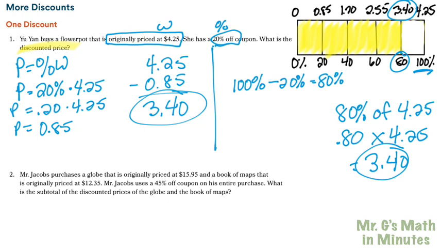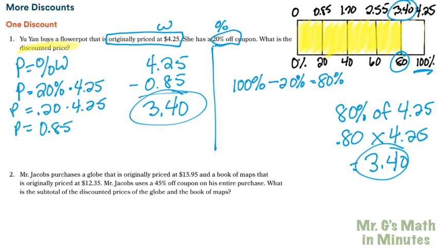So the next problem talks about Mr. Jacobs. He purchases a globe that is originally priced at $15.95 and a book of maps that is originally priced at $12.35. He uses a 45% off coupon on the entire purchase, not just one item. And they want to know, what is the subtotal? What is the amount after the discount but before tax of the discounted prices of the globe and books?